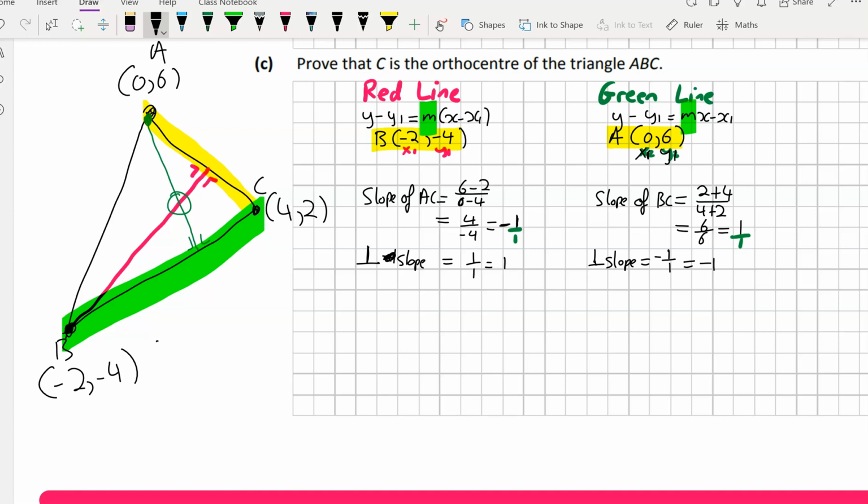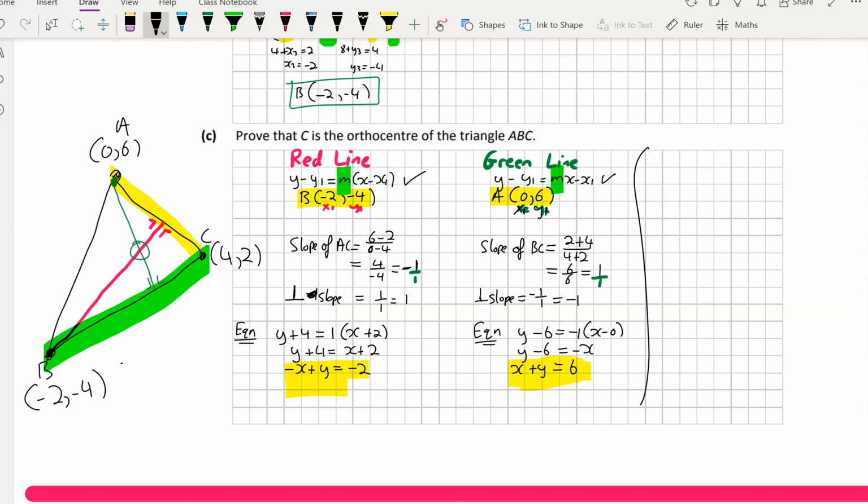Now I have the slopes for the red line, the slopes for the green line. I have a point on the red line, a point on the green line, so now I can fill out my formula and simplify. So once we have both equations sorted, -x plus y equals -2 and x plus y equals 6, we can now find where the green line and the red line intersect through simultaneous equations, which I'll put up here on the right.